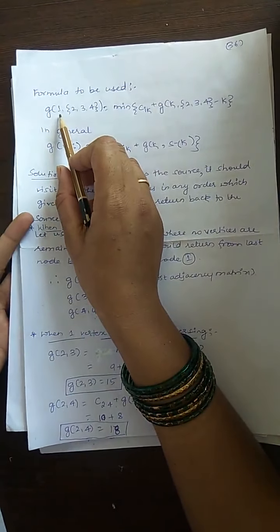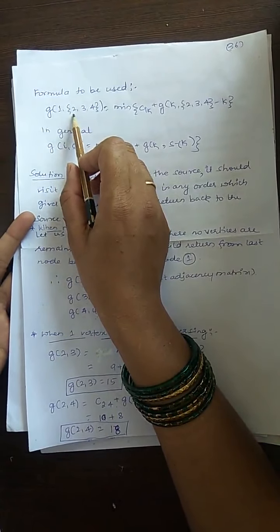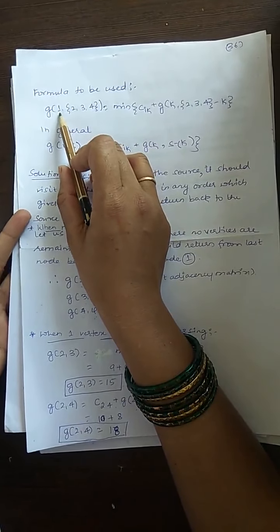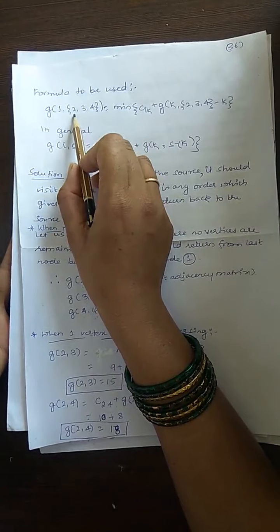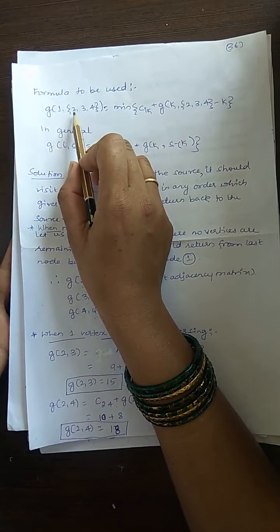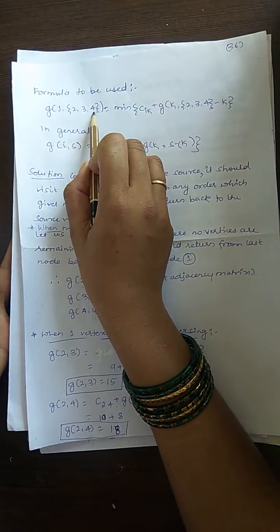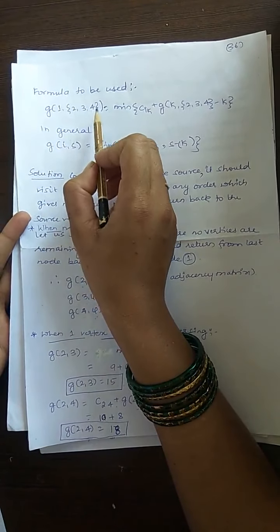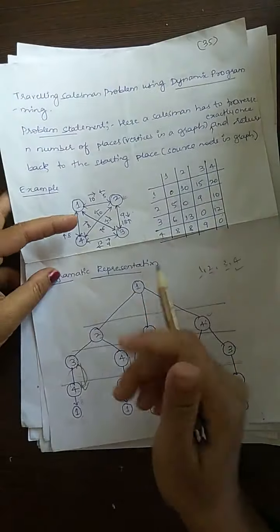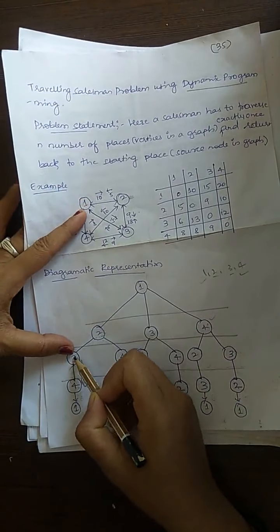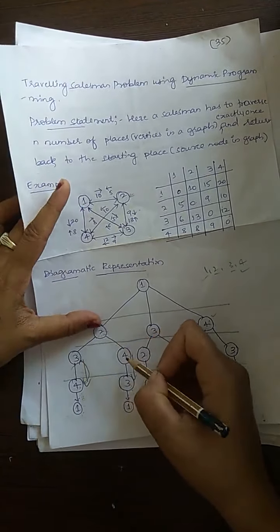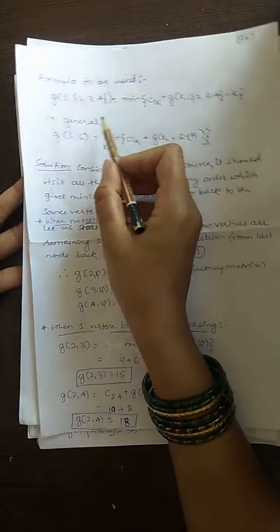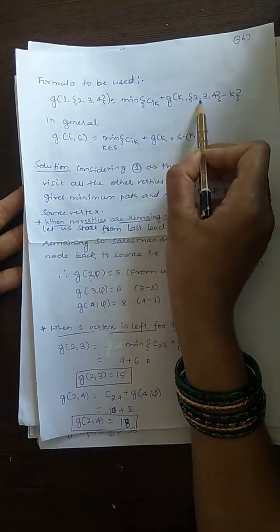Suppose I have reached some vertex 1 and 3 vertices are remaining here: 2, 3 and 4. So from vertex 1 to some vertex, either 1 to 2, 1 to 3 or 1 to 4. Any one vertex, so I will take it as I to K. From I to K and from K to remaining. Minimum of these two I have to find out. That is, from I to K and from K to remaining.